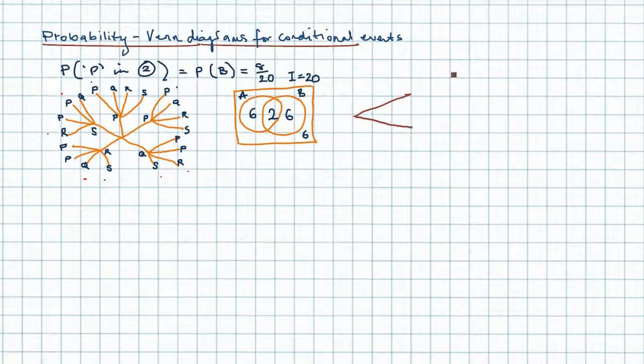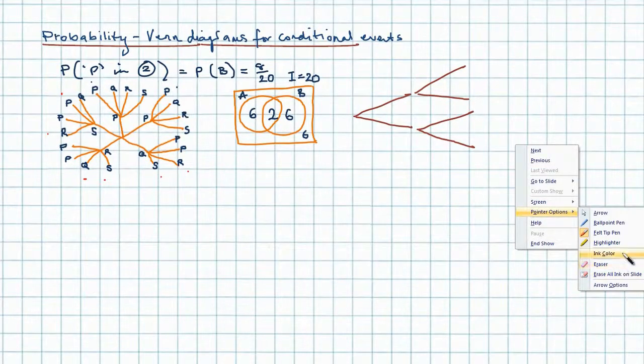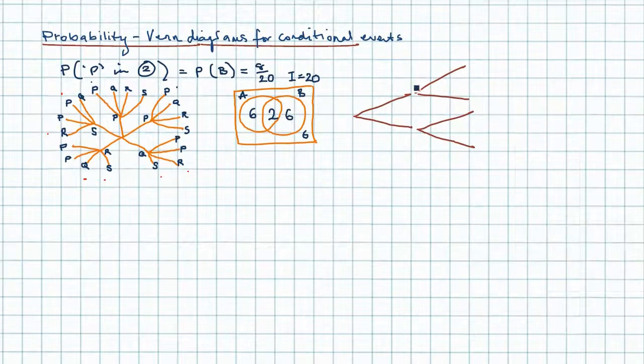With a tree diagram, we split the branches into getting a P or not getting a P, like this. So this is when we get a P, this is when we get a P, here's when we don't get a P, and here is when we don't get a P. This is when we don't get a P, then we do. And here's when we don't get a P, and we don't get a P again.